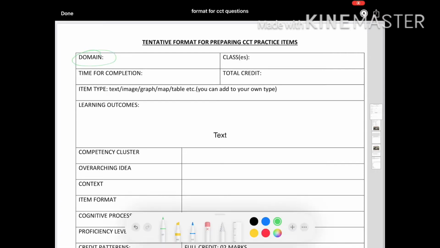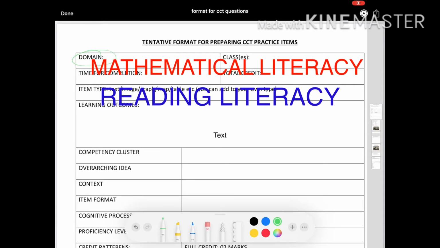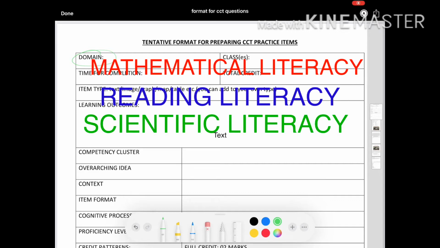First is domain. Here you have to write on which domain you are preparing the question. As you know, generally CCT type questions come on three domains: mathematical literacy, reading literacy and scientific literacy. On which domain you are preparing the question, that you write here.